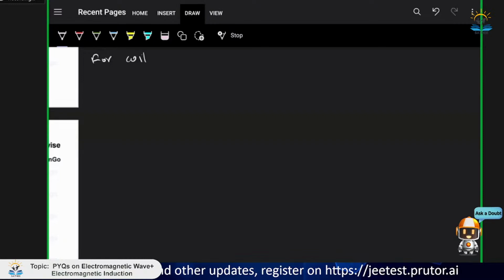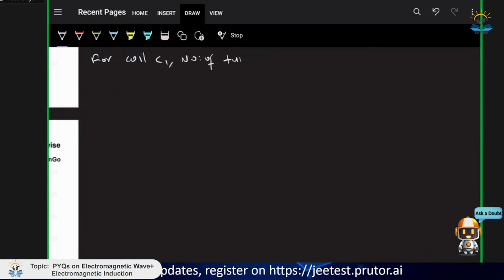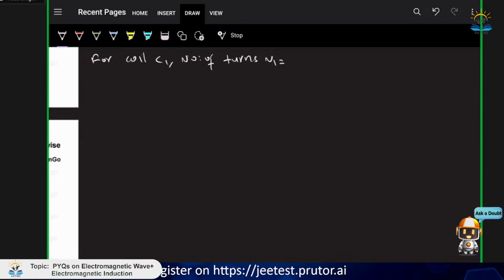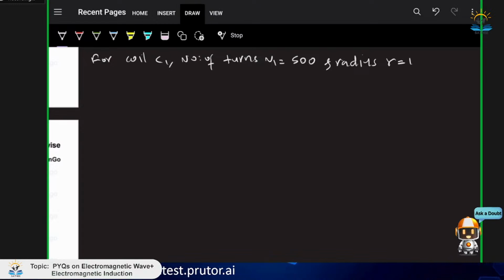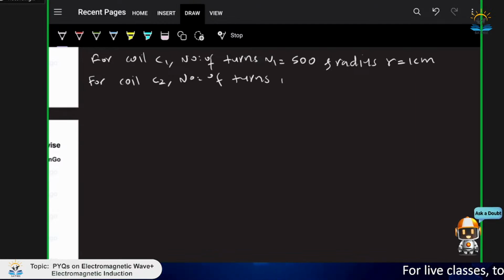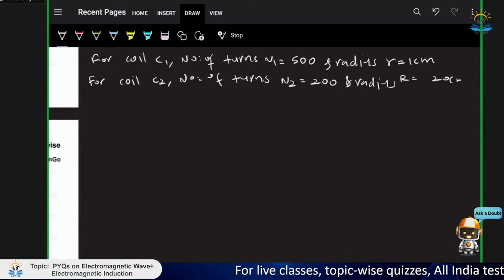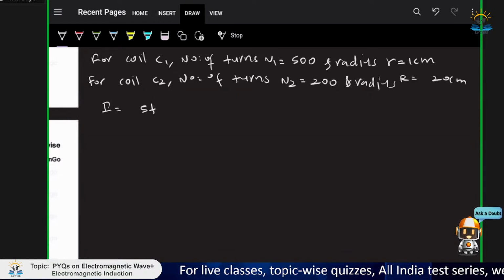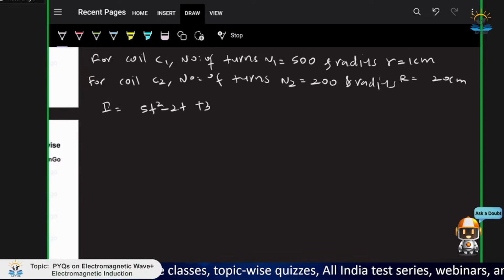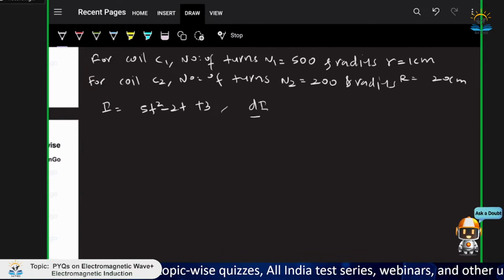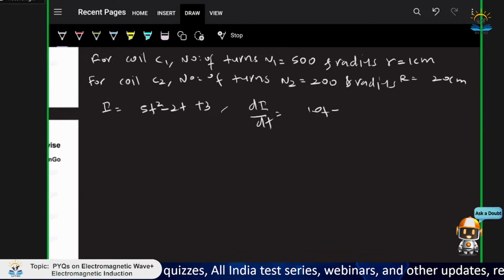So for coil C1, number of turns N1 is 500 and radius small r is 1 centimeter. For coil C2, number of turns N2 is 200 and radius, that is capital R, we can write as 20 centimeter. Current is given as 5t square minus 2t plus 3. So by differentiating, dI by dt will be how much? 10t minus 2.